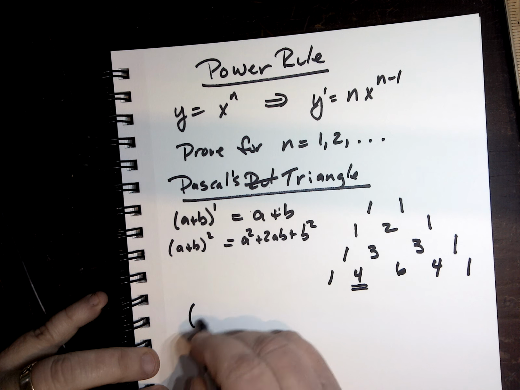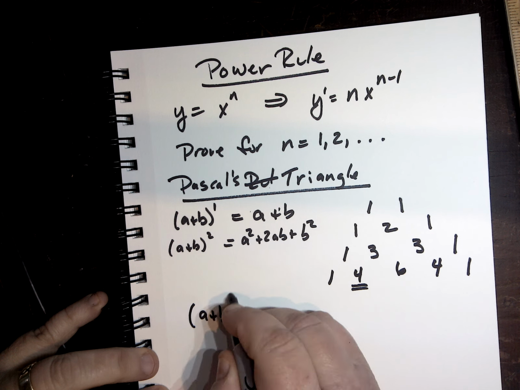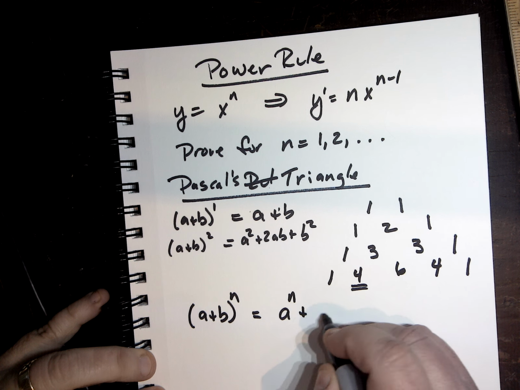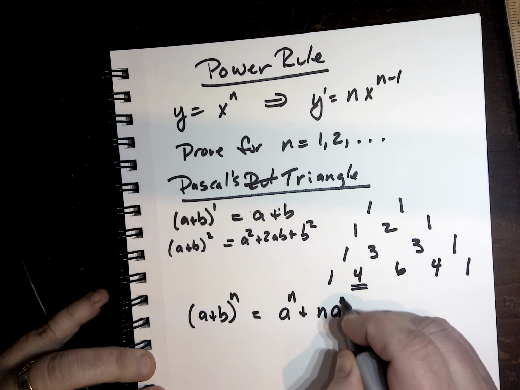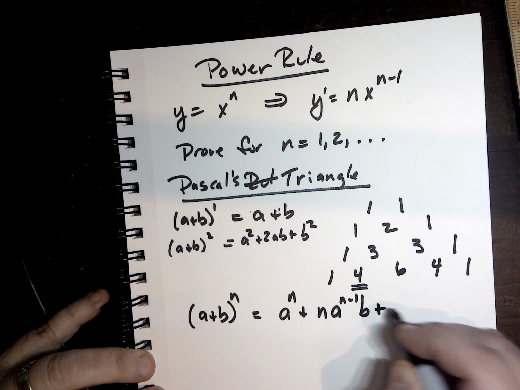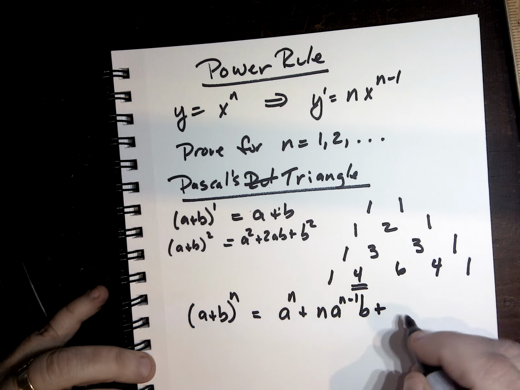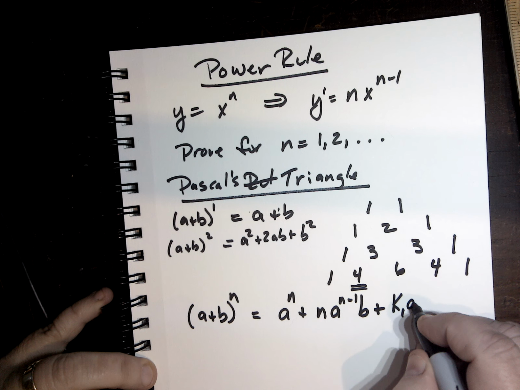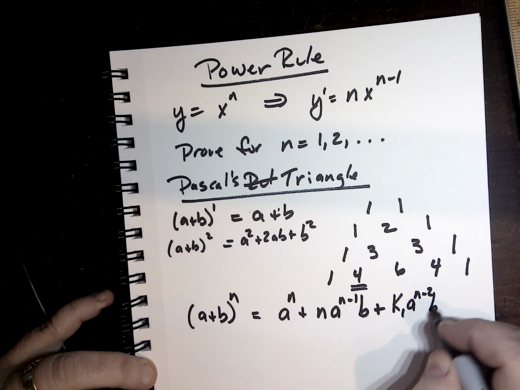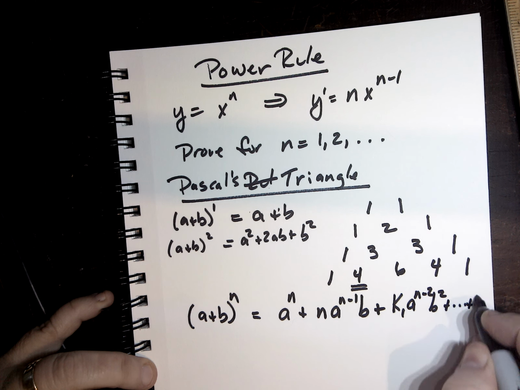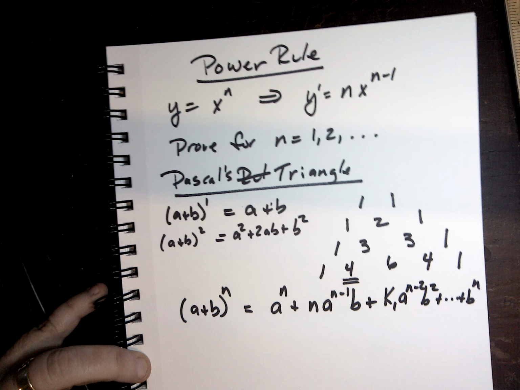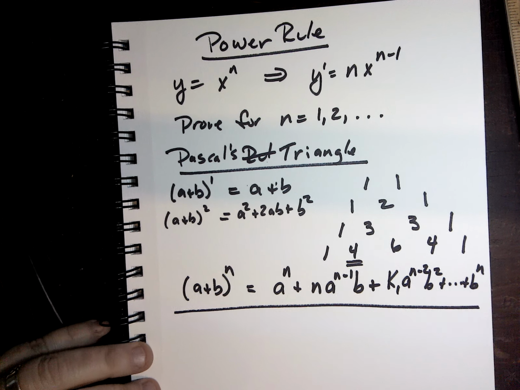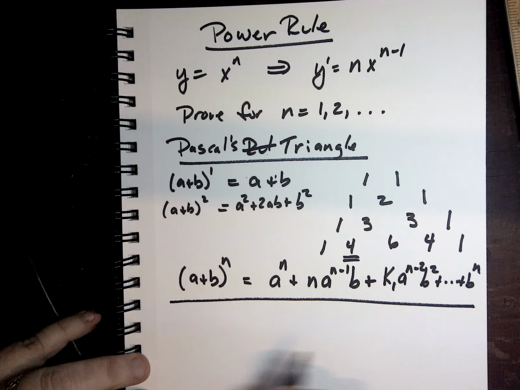So if I have a plus b to the nth power, I will have a to the n plus n times a to the n minus 1 times b plus, I don't really care what the next constant is, so I'm just going to say k1 as a placeholder, and on down to b to the nth. Okay, so I'm going to use this fact to show that the derivative of x to the n is n times x to the n minus 1.